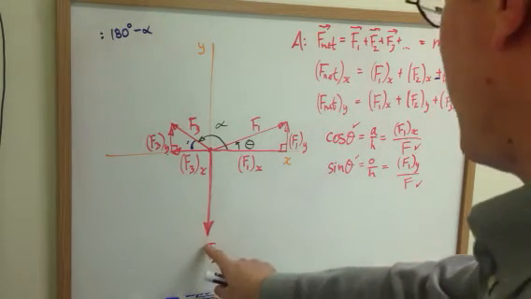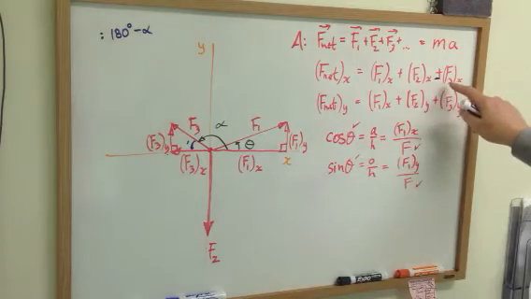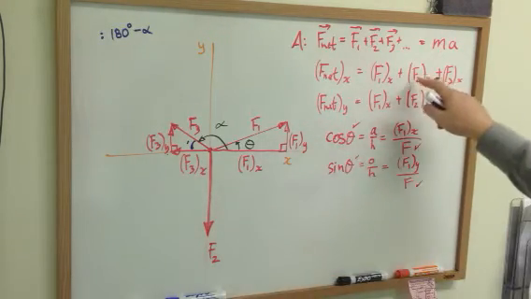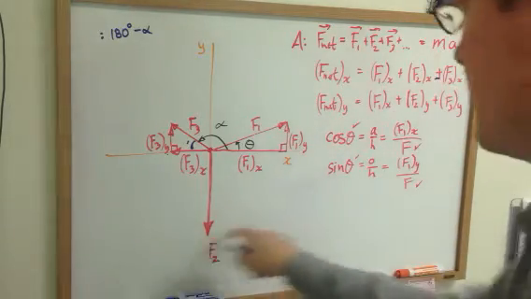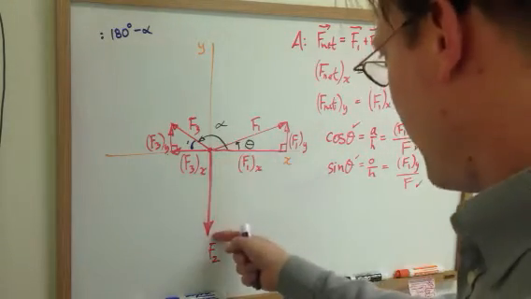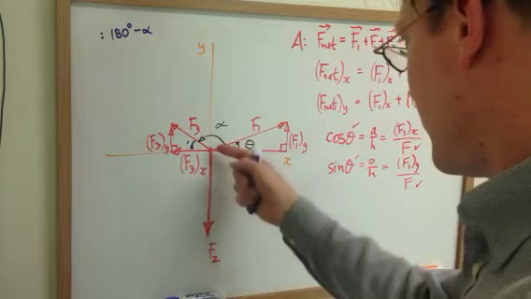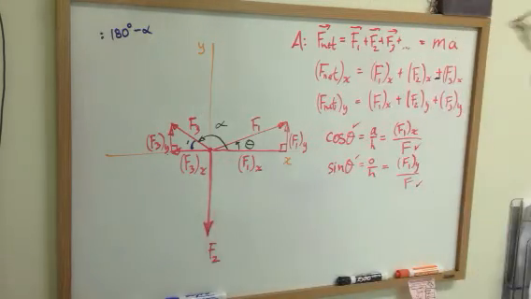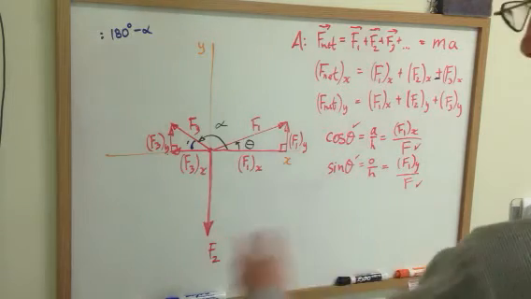Also, let's think about F2. If we think about the component in the x direction for F2, it's 0. It has no x component. Its Fy component, its vertical component, and the hypotenuse are exactly the same because it is a purely vertical vector.